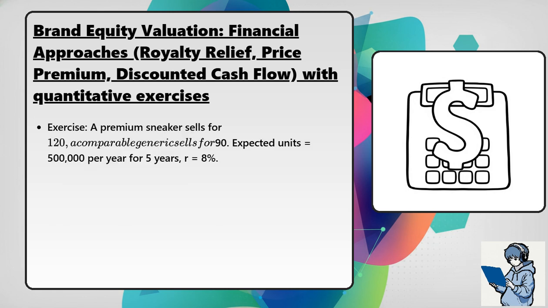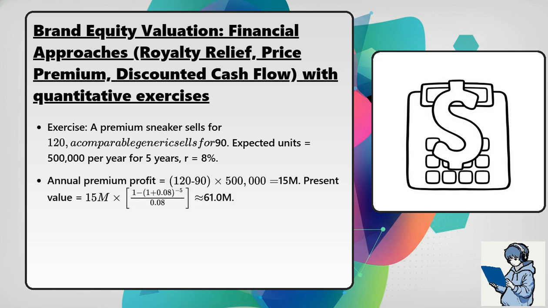Exercise: a premium sneaker sells for $120, a comparable generic sells for $90. Expected units equal 500,000 per year for 5 years, discount rate equals 8%. Annual premium profit equals (120 minus 90) times 500,000 equals $15 million. Present value equals $15 million times [1 minus (1.08 raised to the negative 5)] divided by 0.08, approximately $61.0 million.